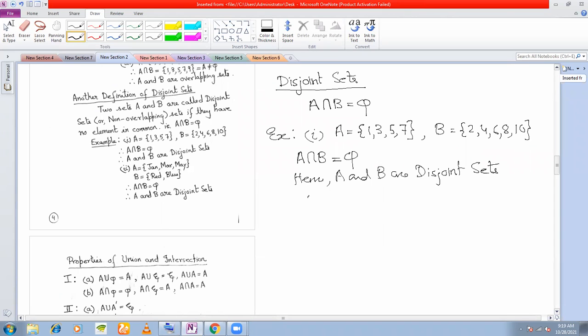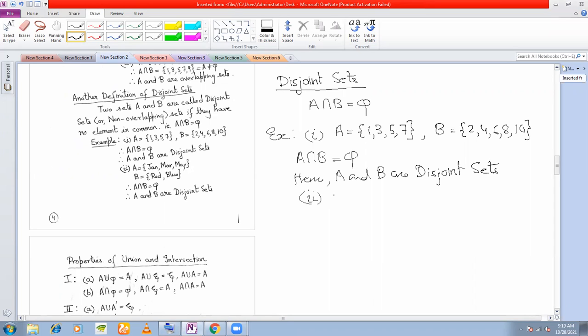Sir, we got a null set as A intersection B, but when we do B intersection A, then it also will be a null set. Yes, it will also be a null set. We'll come to the properties. We'll see that A intersection B and B intersection A are nothing but the same set. They are equal sets. We'll come to that definition.